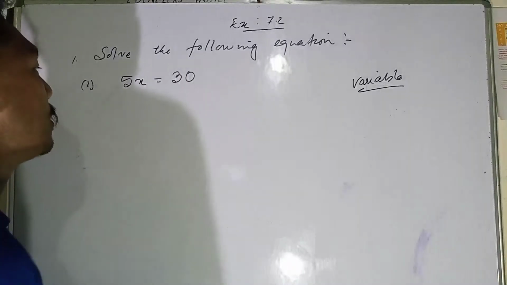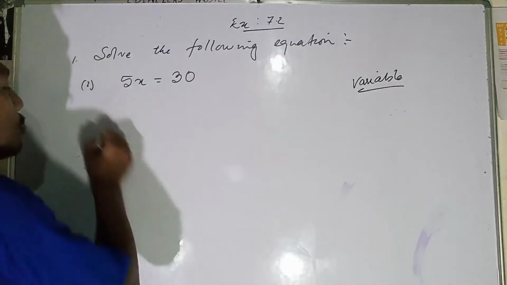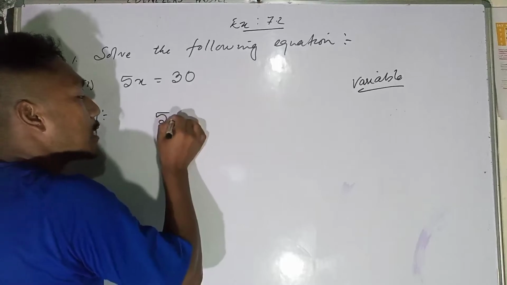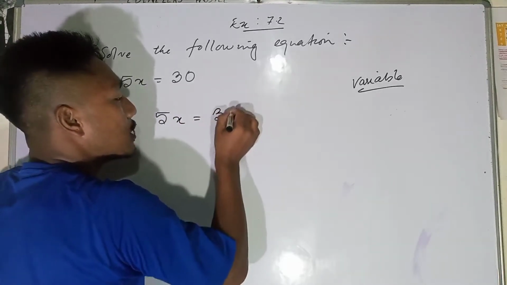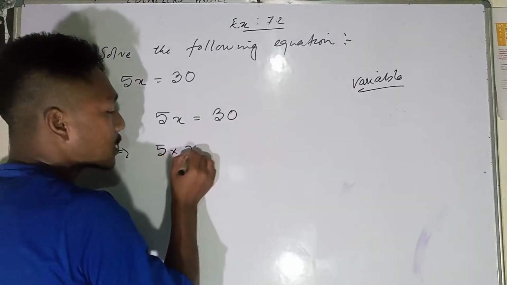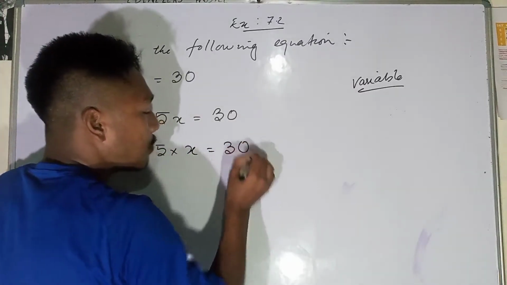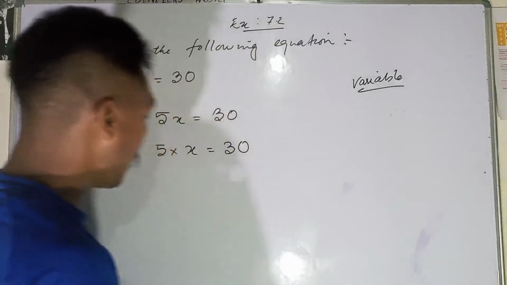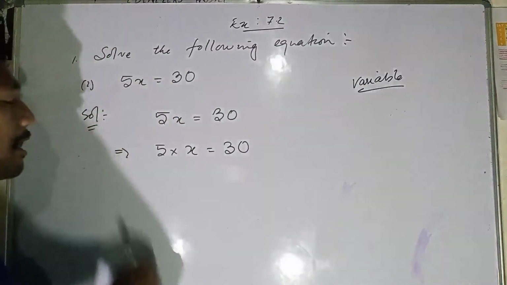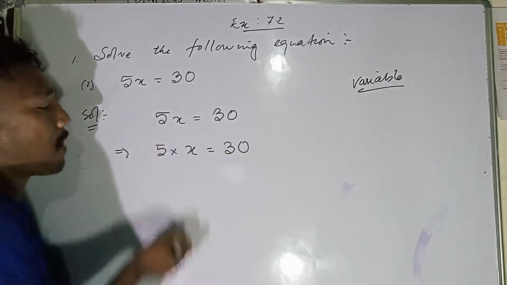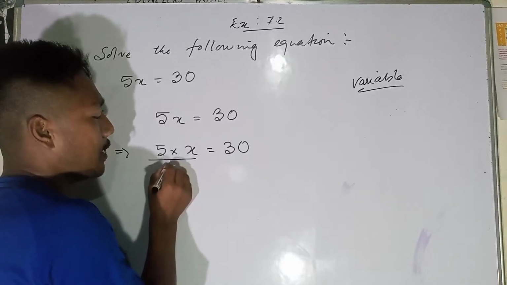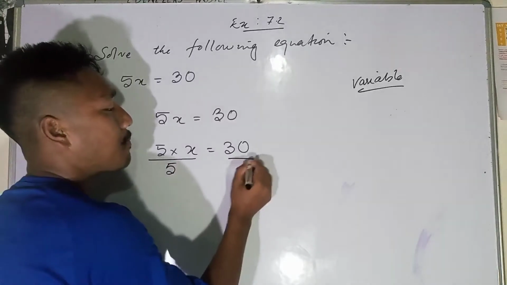So let's try to start. I want to find the value of x. 5x is equal to 30. This is our equation. I can say 5 into x is equal to 30. Now I want to move this 5 to the other side. I want to remove this 5. So 5 is in a multiplication. If the number is in a multiplication, then we will divide both sides.